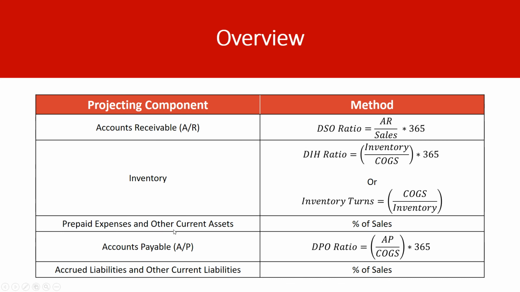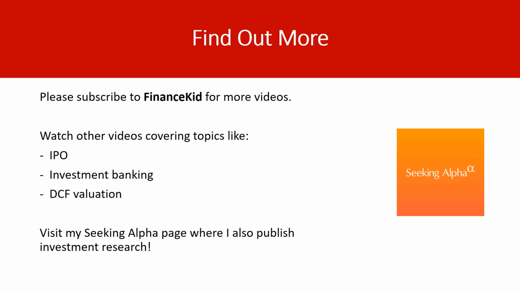For prepaid expenses and other current liabilities, it's a percentage of sales. You project them on the individual components. And same thing for accrued liabilities and other current liabilities, percentage of sales. And for accounts payable, you use the DPO ratio. So you divide accounts payable by COGS and then multiply by 365. That's pretty much it.